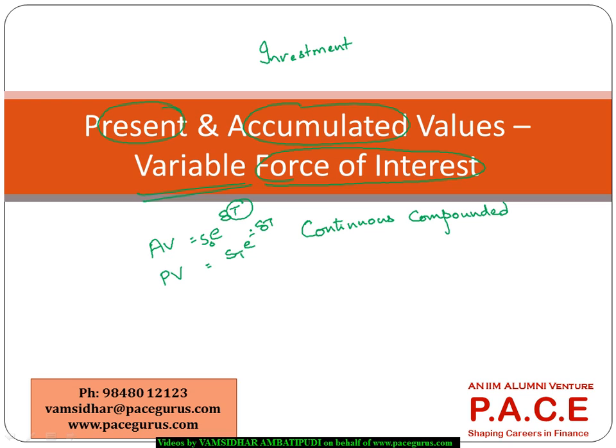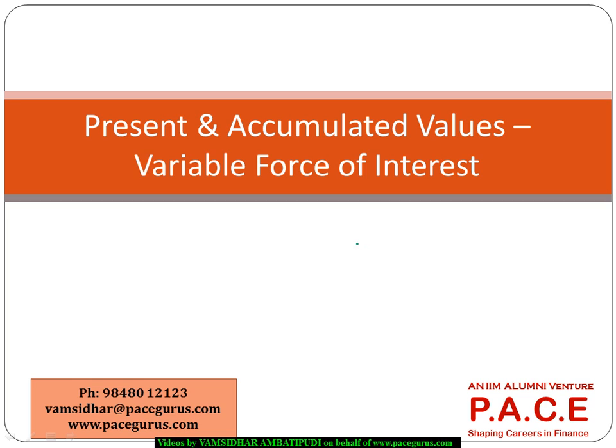So when the force of interest was given and that force of interest was constant, the present value came out to be the future value into e power minus delta t, and at the same time the accumulated value came out to S naught into e power delta t. That was quite simple and straightforward when the force of interest was more or less constant.